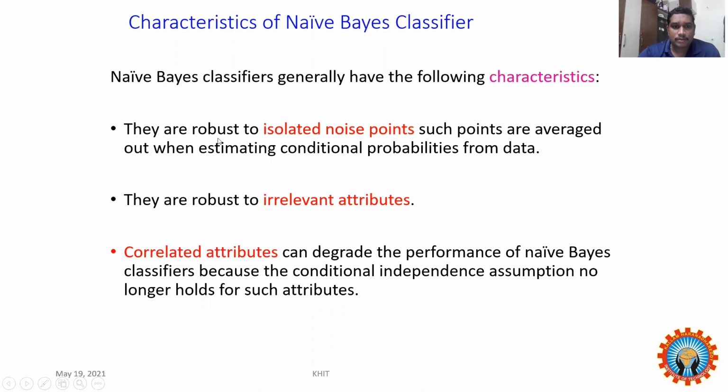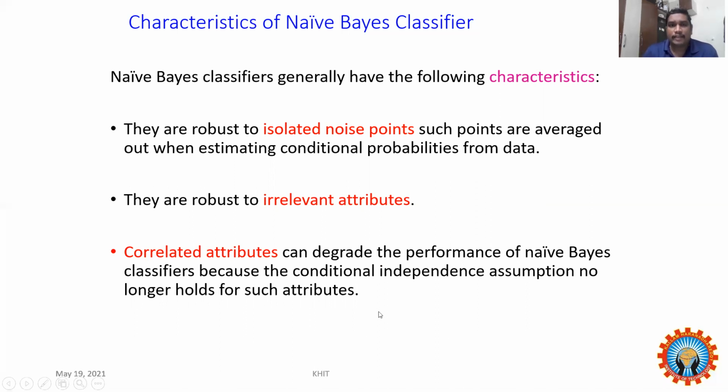They are robust to isolated noise points, because such points are averaged out when estimating conditional probabilities from data. So it is very reliable with isolated noise points. Isolated noise points means all are various parameters, and one value and another value should not be correlated to each other. These two are independent values. For example, take homeowner, annual income, and marital status.